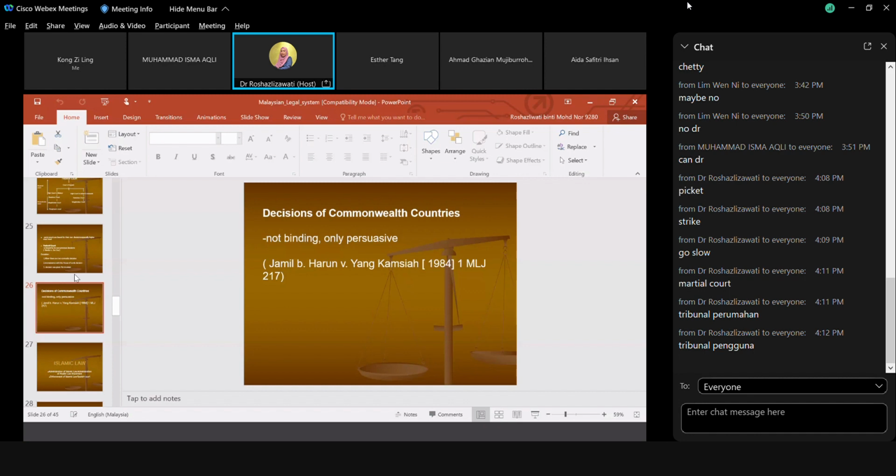Situasi di negara lain, even nama dia juga Commonwealth country, tapi budaya, custom dan juga whether they are applying Islamic principle ataupun tidak, menyebabkan keputusan yang dibuat di mahkamah lain walaupun di negara Commonwealth ianya tidak binding, only persuasive. Means that we can refer as a reference, but doesn't mean that we have to follow strictly. So this has been decided in the case of Jamil bin Harun versus Yang Kamsia.